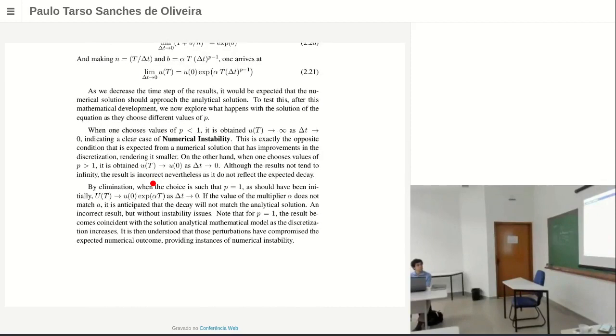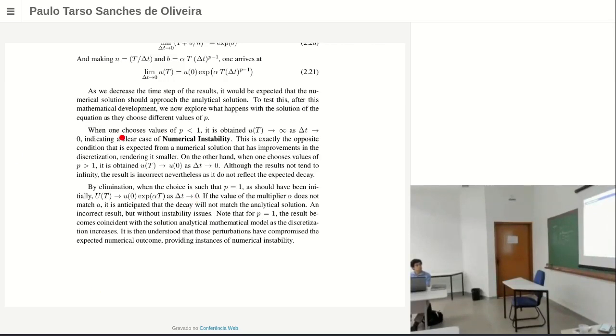If I choose values for p larger than 1, then the solution will tend to u naught when delta t equals 0. So there's no decay. It's not that your solution goes up and explodes, but it's giving the wrong result. It's another type of instability, because you're expecting this to drop. But if p equals 1, then you have the solution you're expecting. The only thing that will create the deviation is that alpha is not the correct A that you're supposed to have. It will only give you the right solution if A is correct.